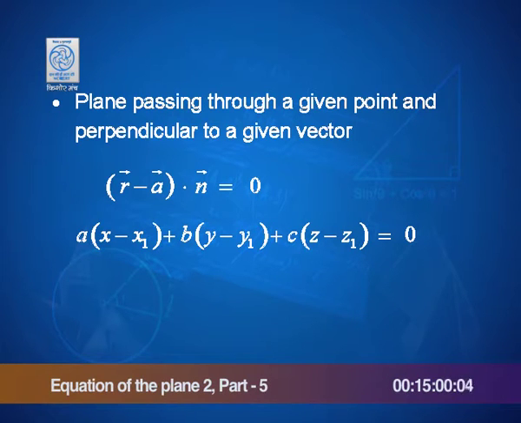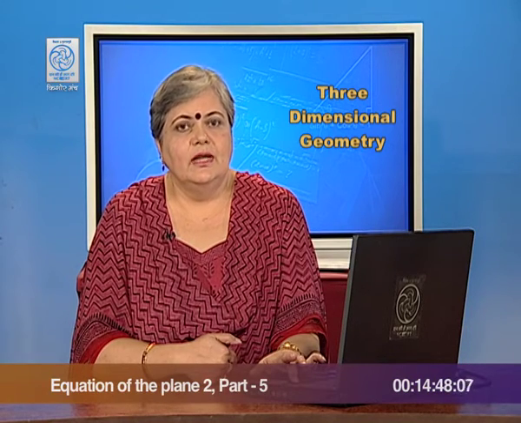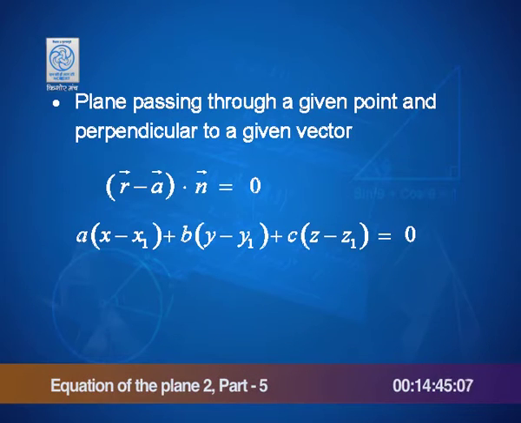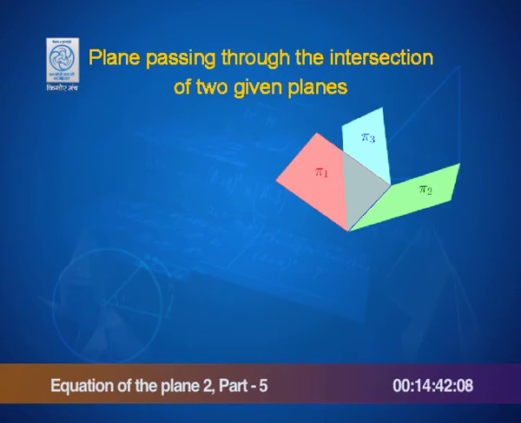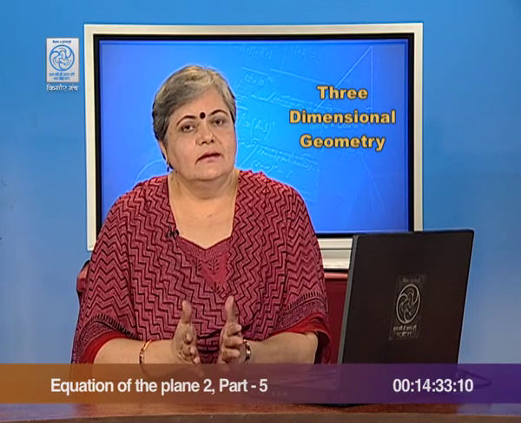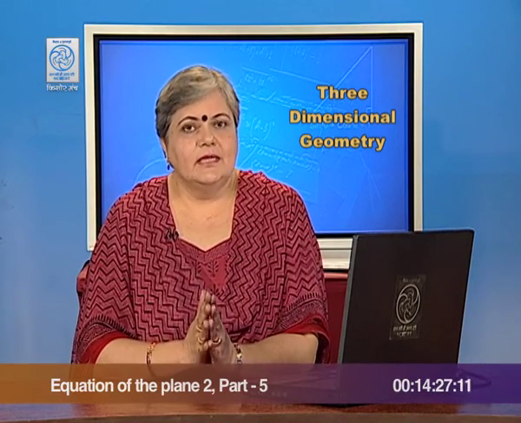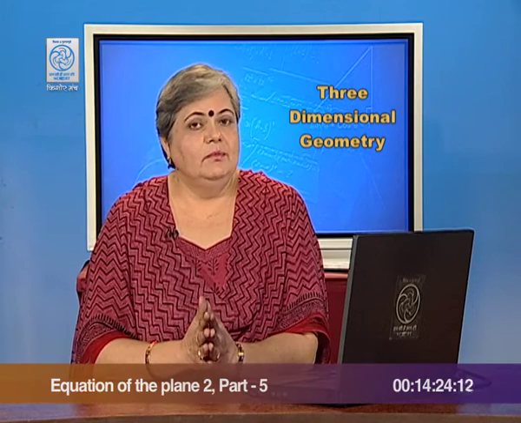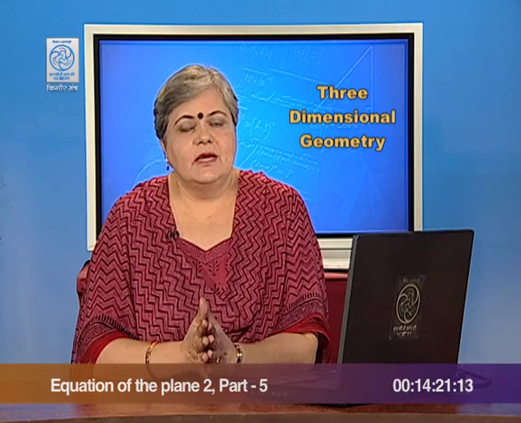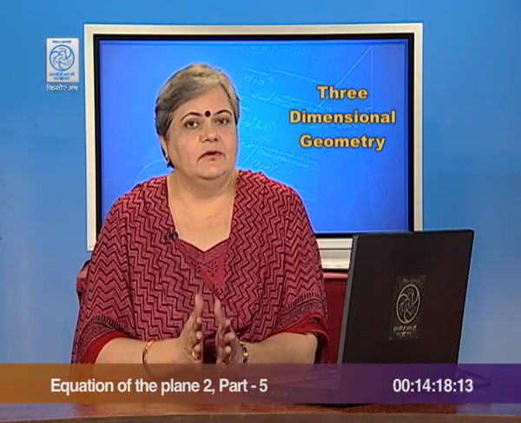a, b, c are the direction ratios of the normal, and x1, y1, z1 are the coordinates of a known point of the plane. If you rewrite this equation, it gives rise to a linear equation in x, y and z. Today, our focus would be on planes passing through the intersection of two given planes. When two planes intersect, they intersect in a line, and through a line infinitely many planes can be drawn. So, in a way we will be discovering the family of planes which pass through the intersection of two given planes.